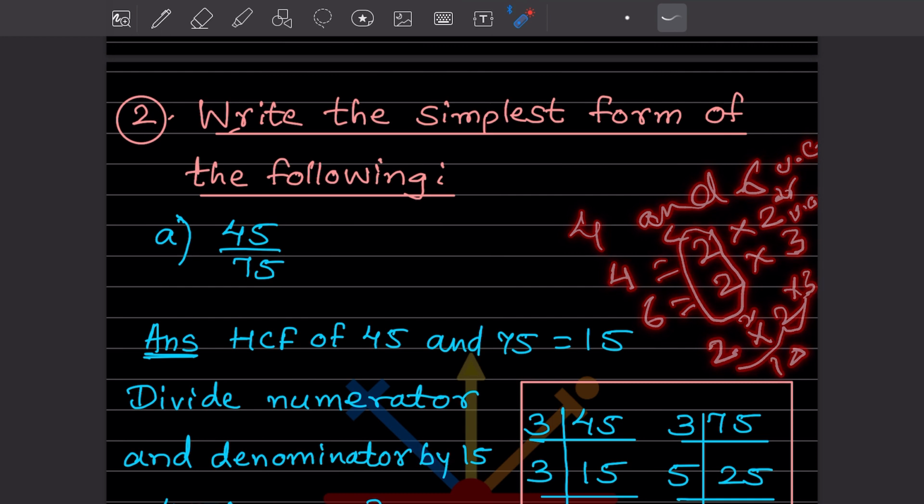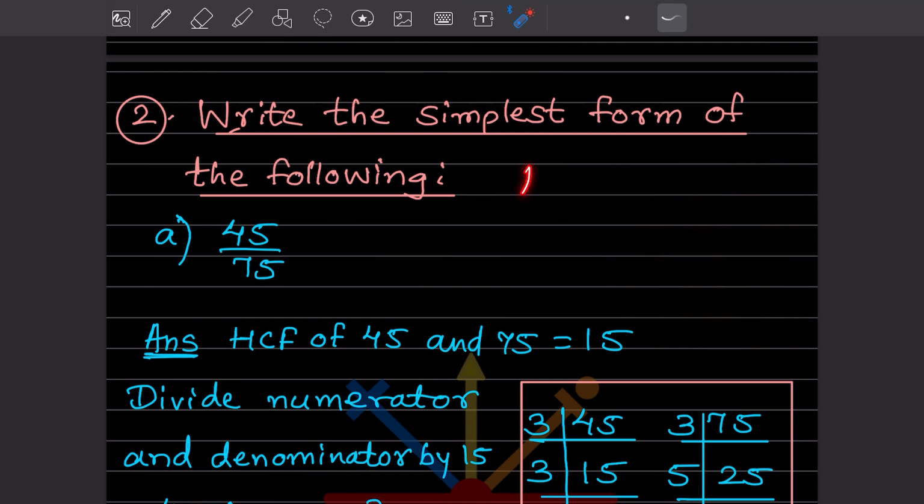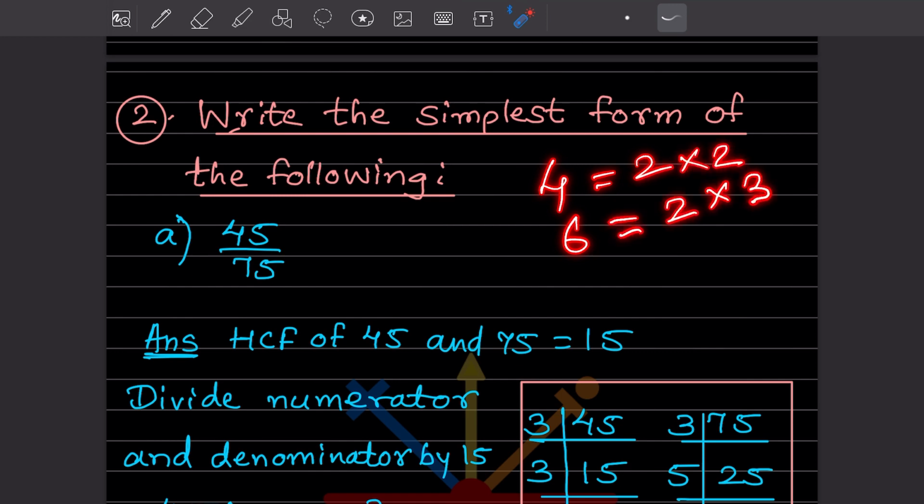But if I ask you directly what is the HCF of 4 and 6, the factors of 4 are 2 and 2, and the factors of 6 are 2 and 3. So what will I do for HCF? I will just take the common. Can you see this? Only 2 is common, and we are not going to consider the uncommon. So the HCF of 4 and 6 is going to be 2. Hope you got it. Let me just repeat it. For LCM, we are going to take the common and then the uncommon.